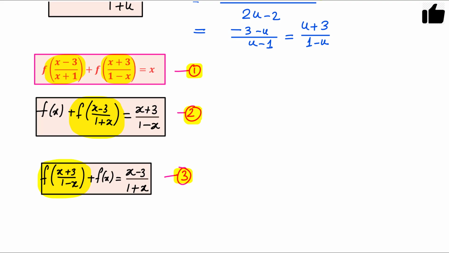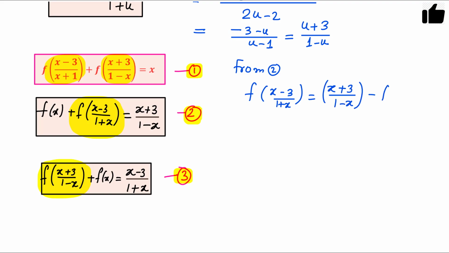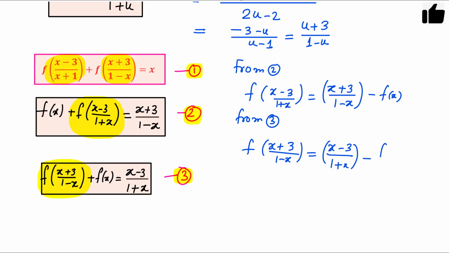So let's do this. So from 2 I can say f(x) minus 3 divided by 1 plus x is equal to x plus 3 divided by 1 minus x minus f(x). And from 3 I can say f(x) plus 3 divided by 1 minus x is equal to x minus 3 divided by 1 plus x minus f(x).